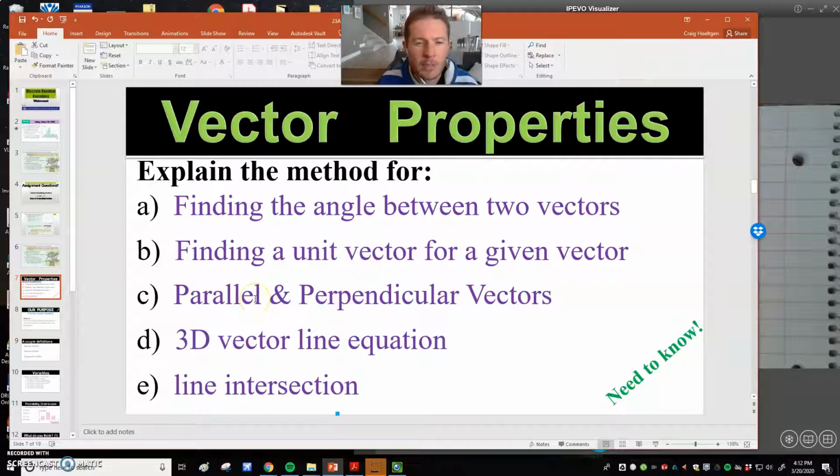Parallel and perpendicular vectors. Remember, parallel vectors are just a scalar multiple of each other. For example, the vector 1, 1 is parallel to the vector 5, 5. They're just a multiple of each other.